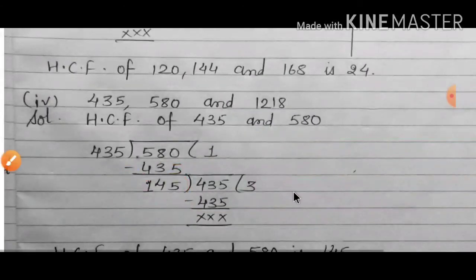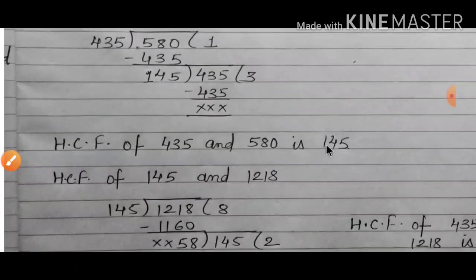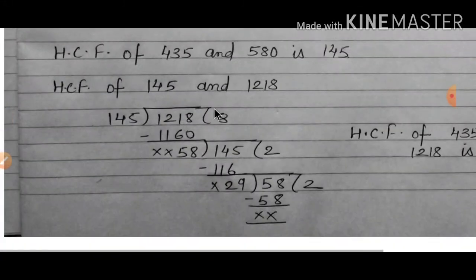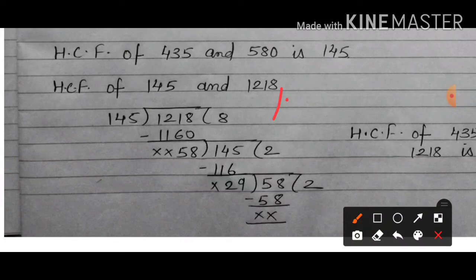So the HCF of 435 and 580 is 145. Now we have to find the HCF of 145 and 1218. Now divide 1218 by 145. If we take 145 into 9, it will be greater than 1218. So we will have to take only 8 times, which is equal to 1160. Now subtract: 8 minus 0 is 8, 11 minus 6 is 5, and 1 minus 1 is 0.